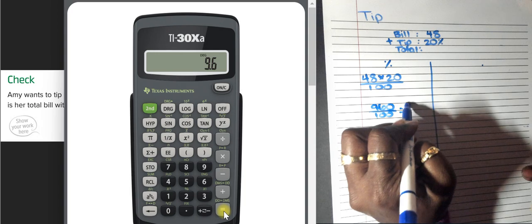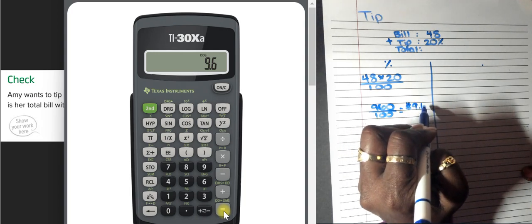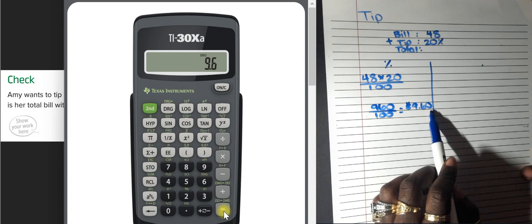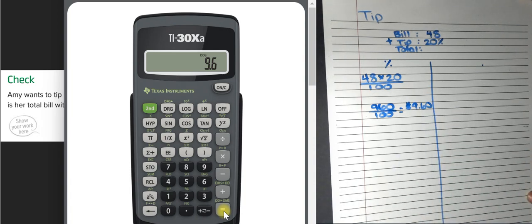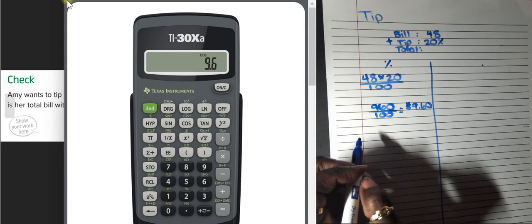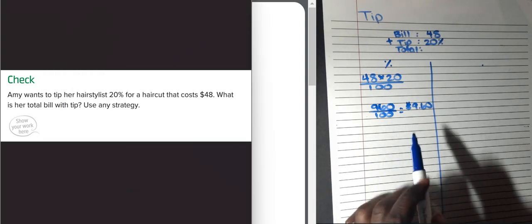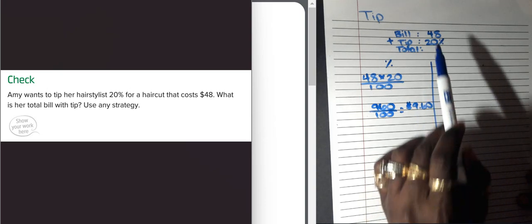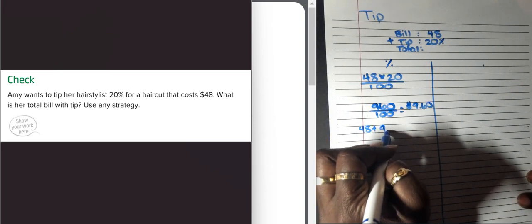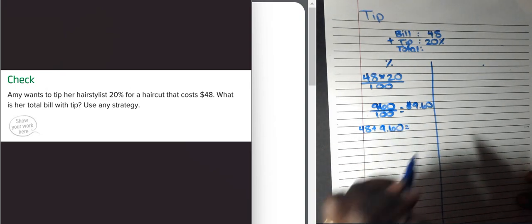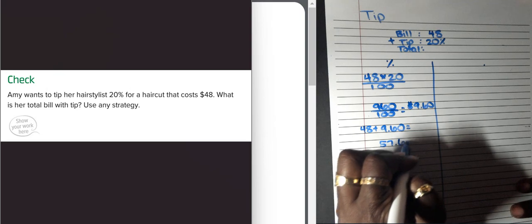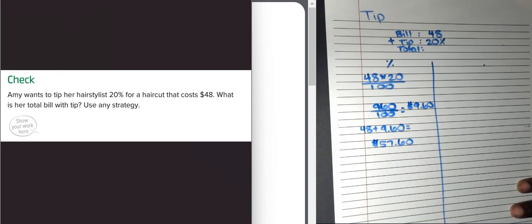So the tip amount is going to be $9.60. It only gives us a six, but remember we're talking about dollars and cents, so we need two places after the decimal. All right, and then to find out the total amount that needs to be paid, all you have to do is add in the amount of the tip with the bill amount. So we just need to add the $48 plus the $9.60, and we should come out with $57.60 is what she needs to pay.